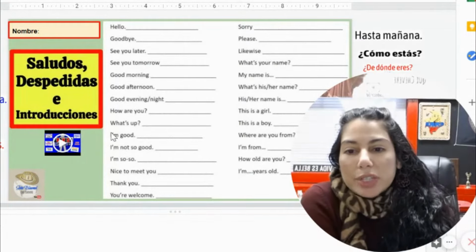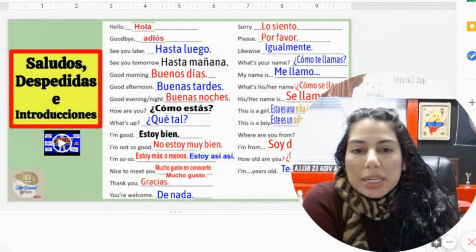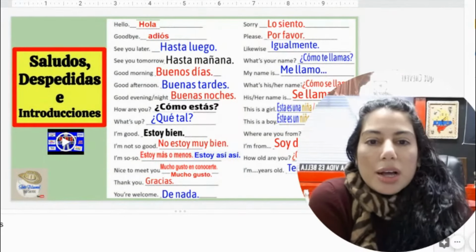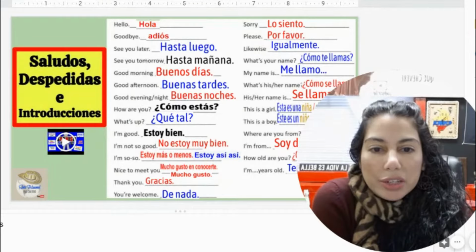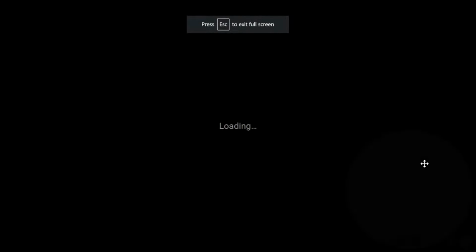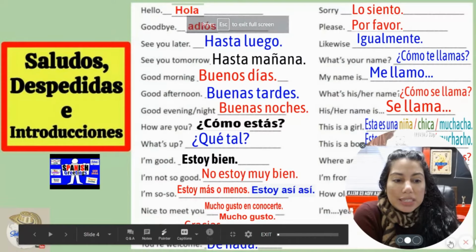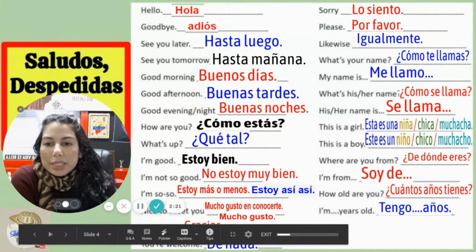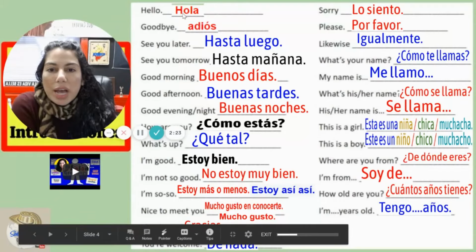So in here we have saludos y despedidas. So I have here, we have hello, hola, goodbye, adiós. Make sure you also pay attention to the accent marks. So let's go over this in the pronunciation. So we have hola, adiós, hasta luego, hasta mañana.